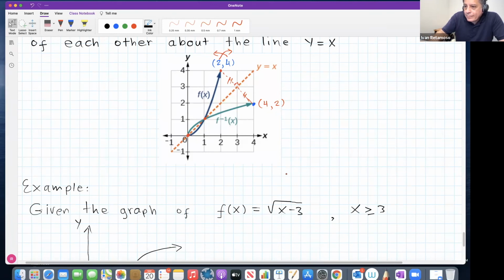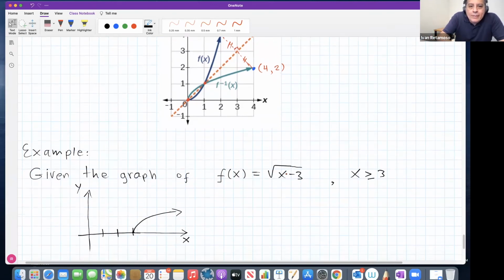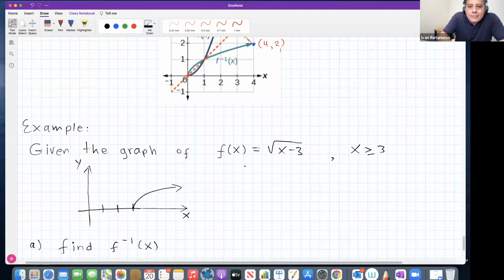It says, given the graph of this function, f of x equals the square root of x minus 3, for x bigger or equal than 3. The graph of this for x bigger or equal than 3 is just this. It's just the graph of the parent function f of x equals square root of x shifted 3 units to the right. Remember, horizontal shift is counterintuitive. So this is shifted 1, 2, 3 units to the right, and then you draw the graph of f of x equals square root of x. It's here.